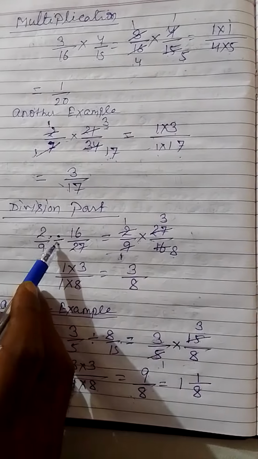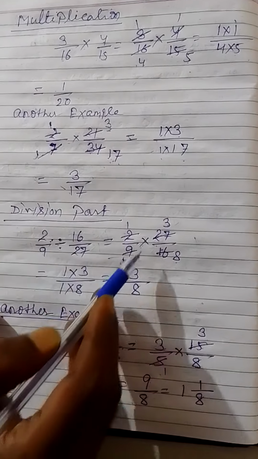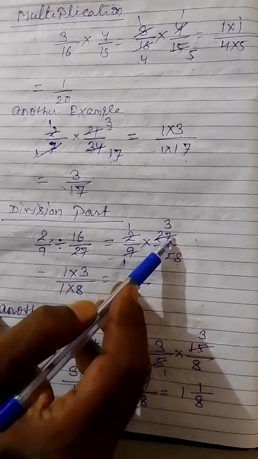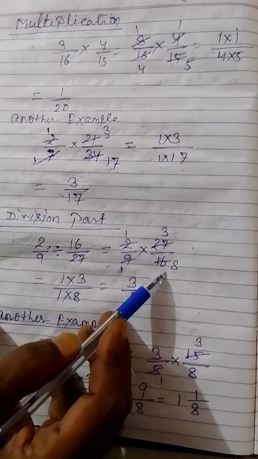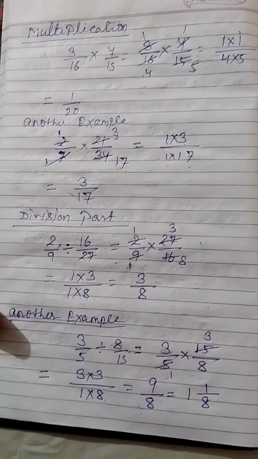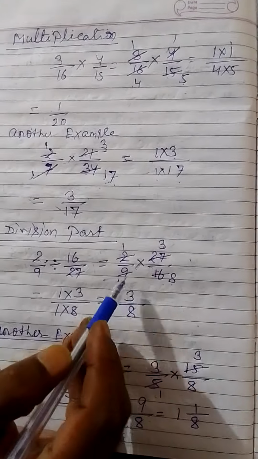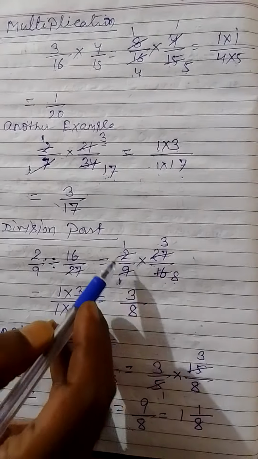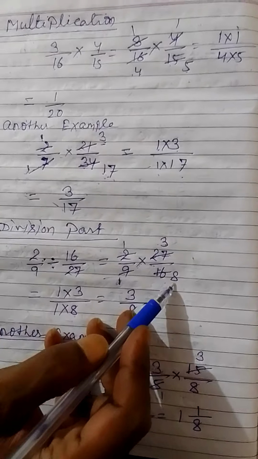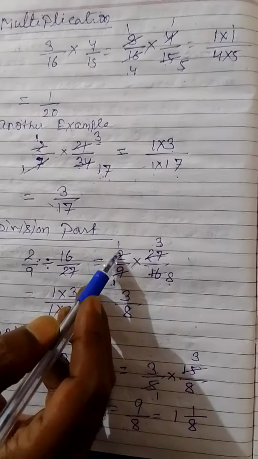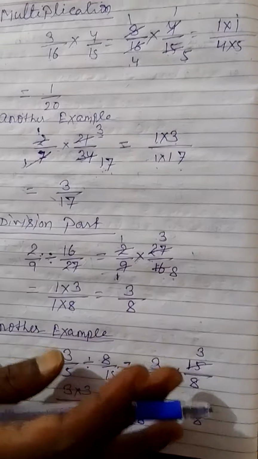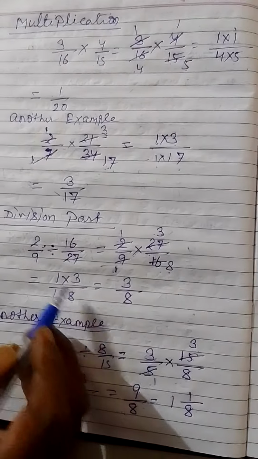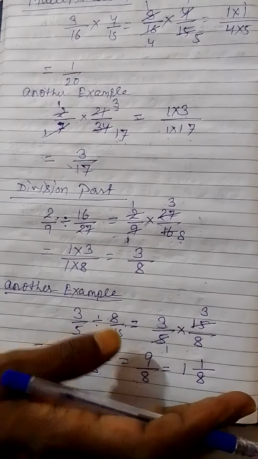2 by 9, and now this division is converted to multiplication. So we will put this 27 here and this 16 will come here. Now again we do what we have done in multiplication. 9 times 3 equals 27, so write here 3 and 1 here. 2 times 8 is 16, so we write 8 here and 1 here. I hope you are getting this. 1 times 1 is 1, and 3 times 8 is 24. So 3 by 8 is the answer.